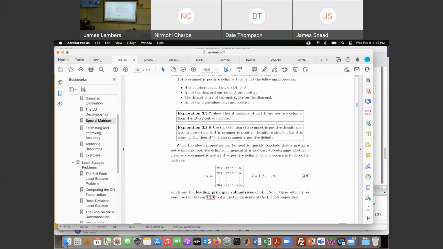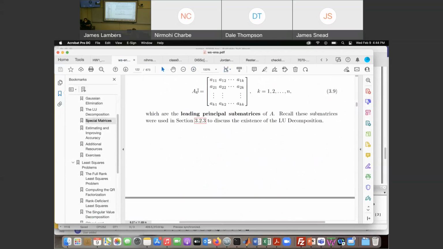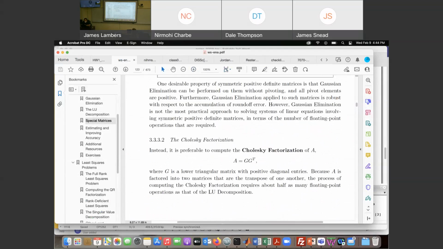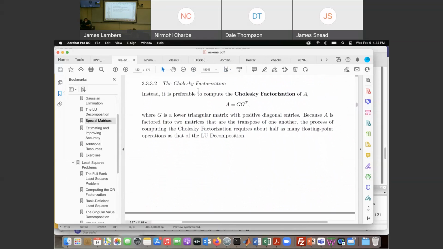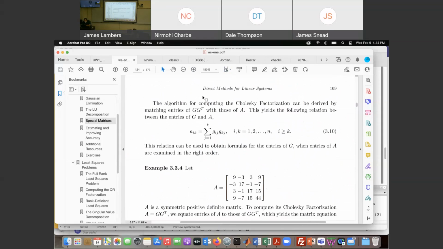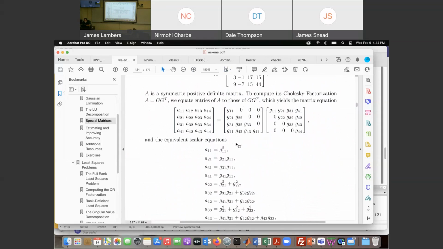What I'm going to do now is show you another perspective. So that's a good way to compute the Cholesky factorization, for instance, if you have to do it by hand, like for a small matrix. This is the same example worked out in the text.